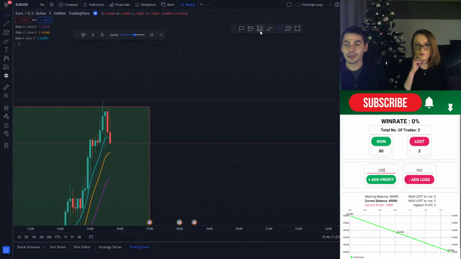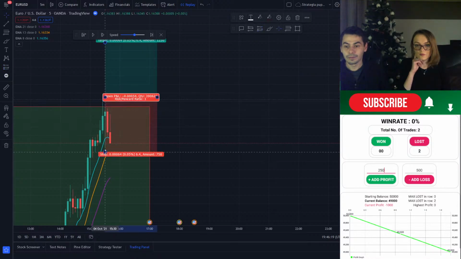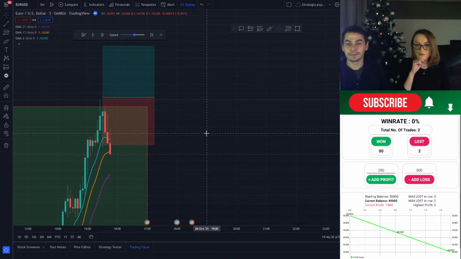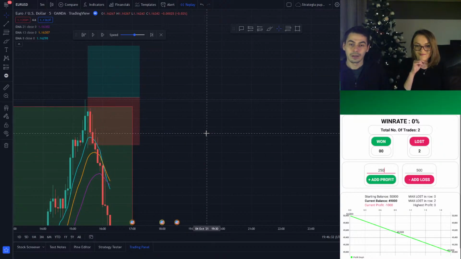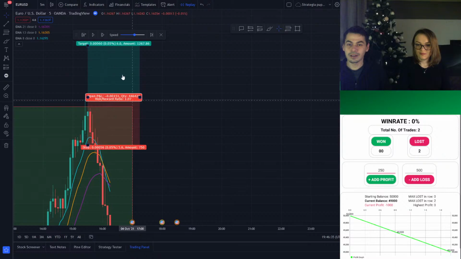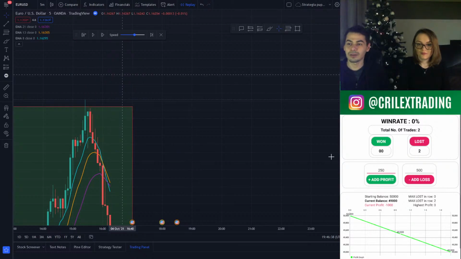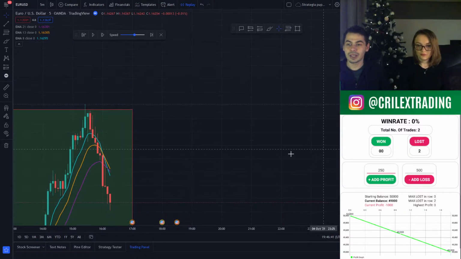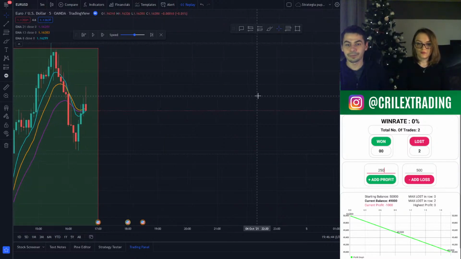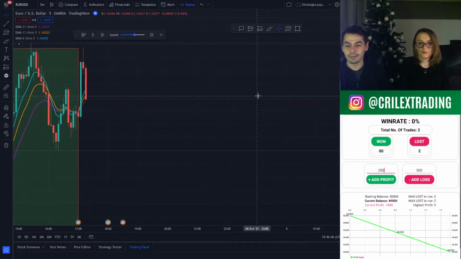Okay, so we have another entry here. This is the low point, and we are targeting again 1 to 1.1. Yeah, and lots of scenarios like this one where you just set up a position and the position gets invalidated by the fact that the candle is closed below the purple EMA, the 21 EMA.